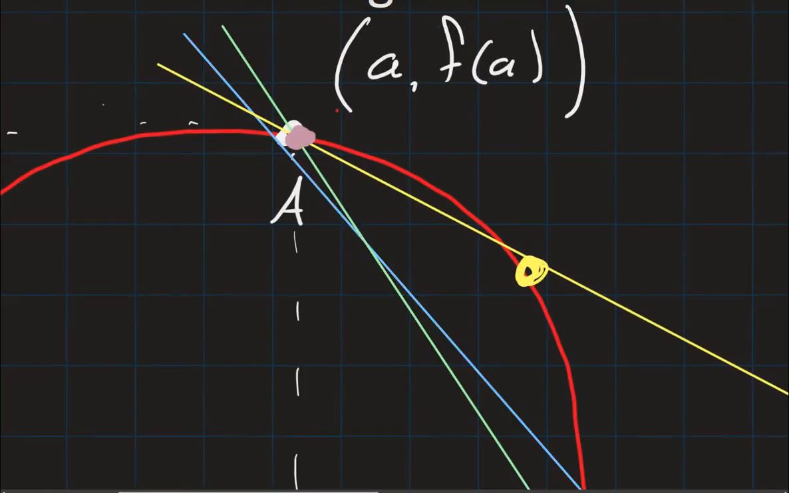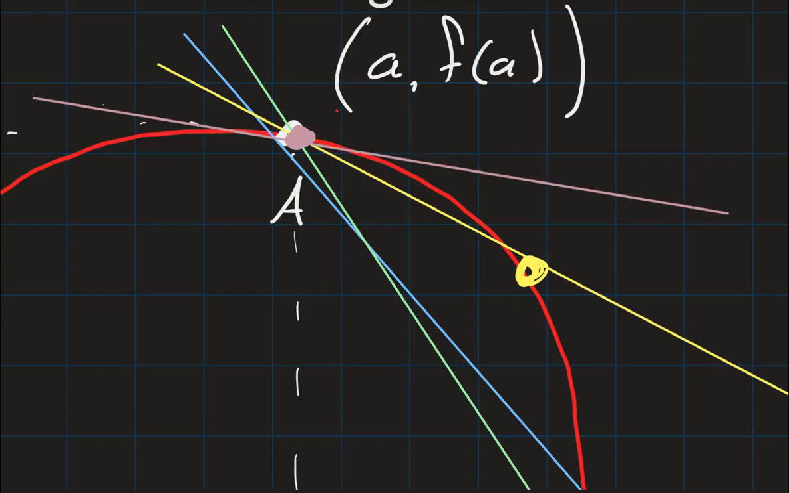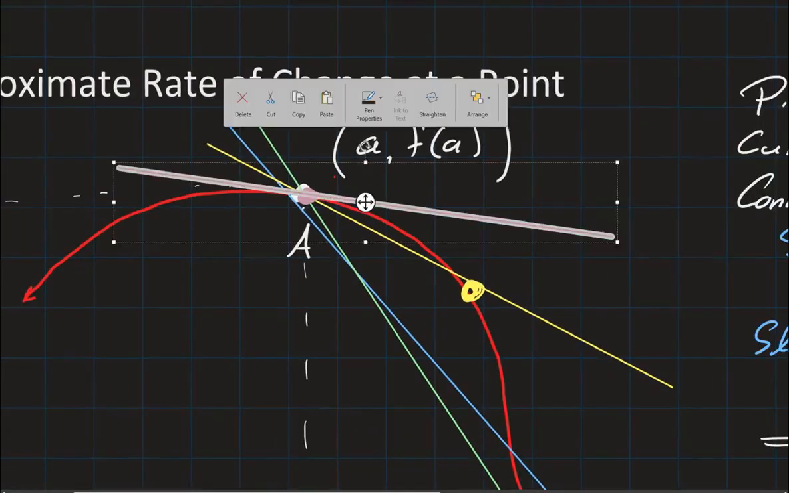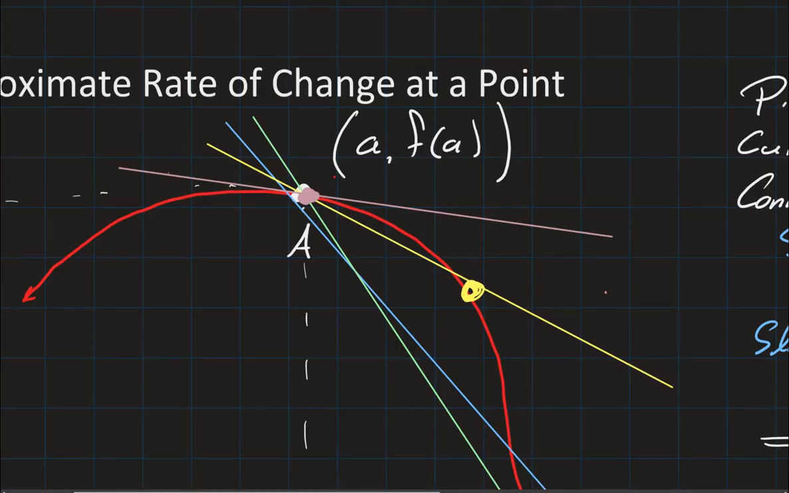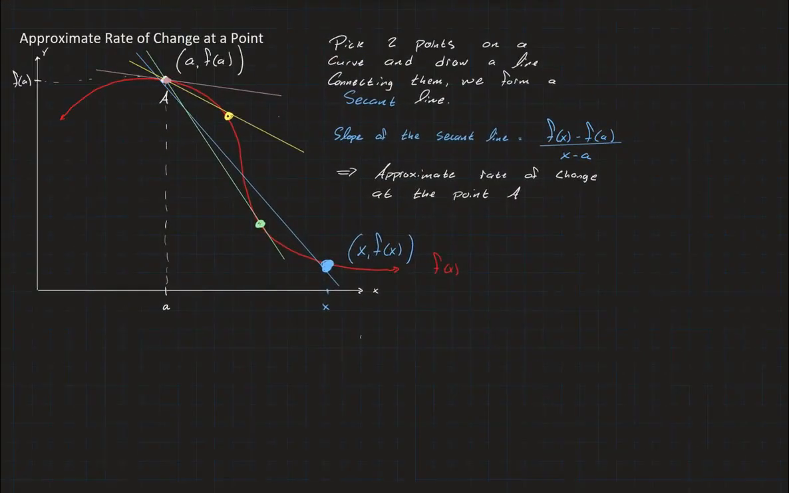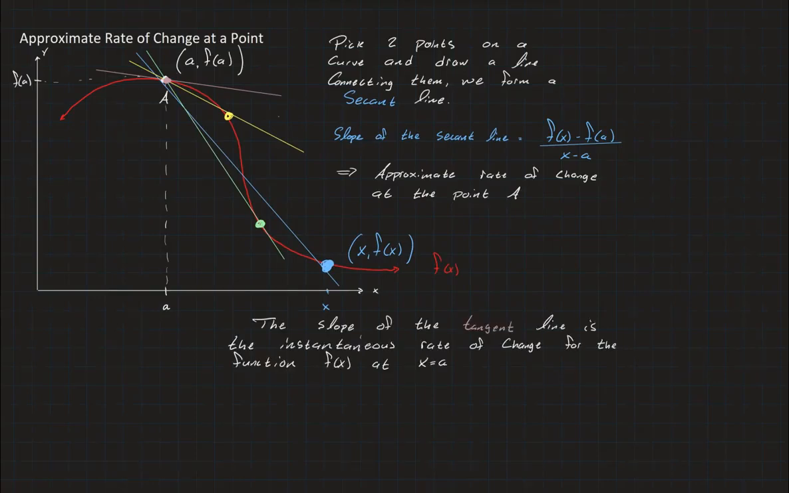Now, all I need in order to find the slope of a line is two points that lie on that line. So if I take these two points and I move them infinitely close to one another, it looks like this line and this red curve have the same slope. We call that the tangent line. It turns out that the slope of the tangent line, or this last line that I drew right here, is the so-called instantaneous rate of change for the function f of x at the point x is equal to a.